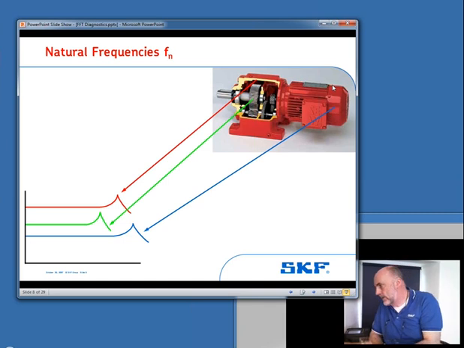So in this case, this machine, classic example would be the guard that goes over the fan, notorious for coming up with natural frequencies. Very thin steel. They're only there to keep your fingers out of the fan so your fingers don't get chopped off. These things will ring like a bell.